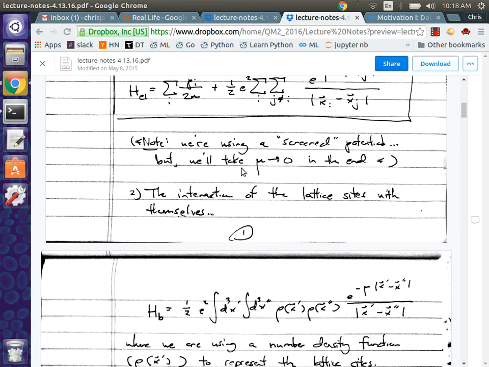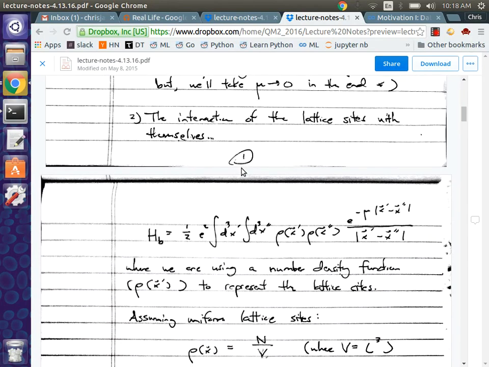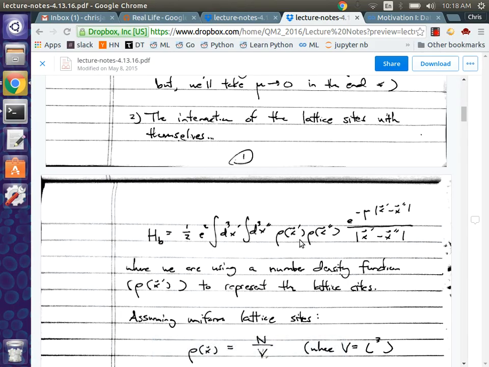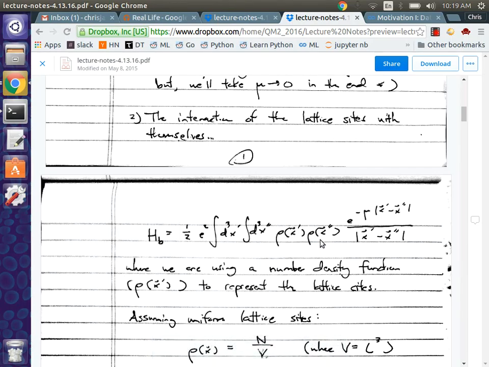The second term is the interaction between the lattice sites, right? So this guy has positive charge and this guy has positive charge. So they're going to interact with each other, right, through the Coulomb interaction, a screened Coulomb interaction. And so the way we write down this term is in terms of density functions, right? So the number density function. For us, it's just a constant, right? It's just the number of sites that we have because they're fixed in position. So they don't really depend on x prime or x double prime. So it's just a number divided by the volume, right? The volume of our solid, okay?